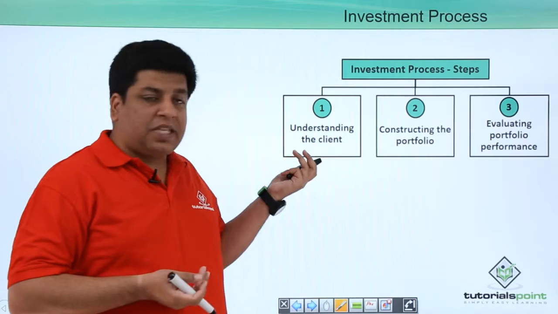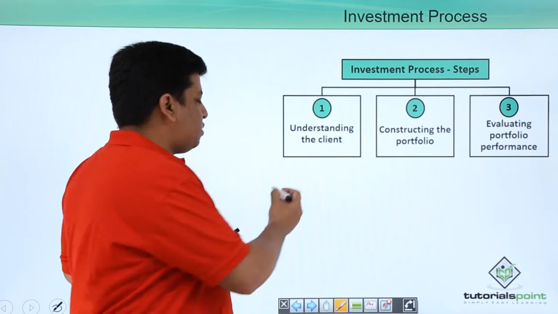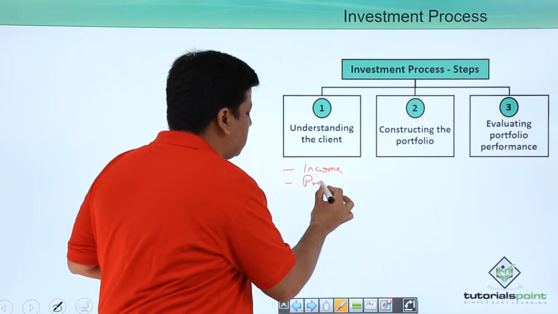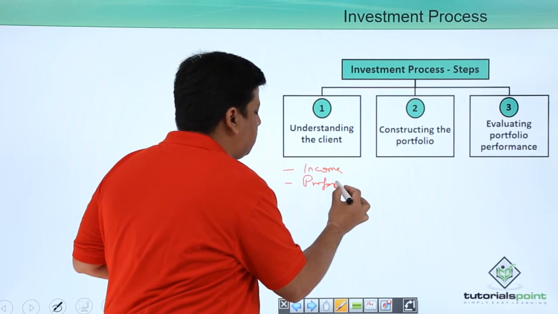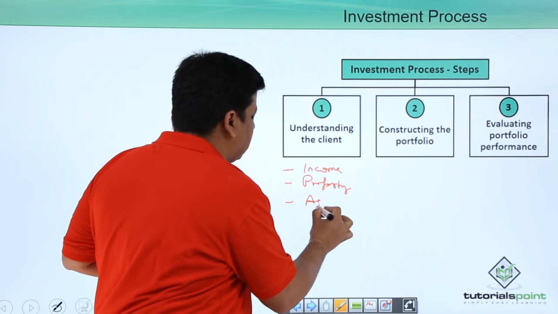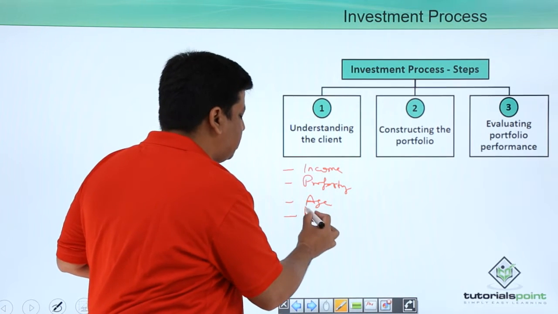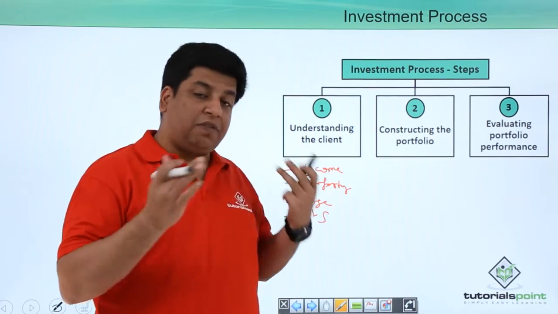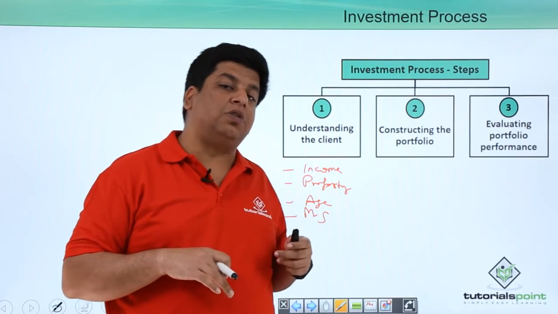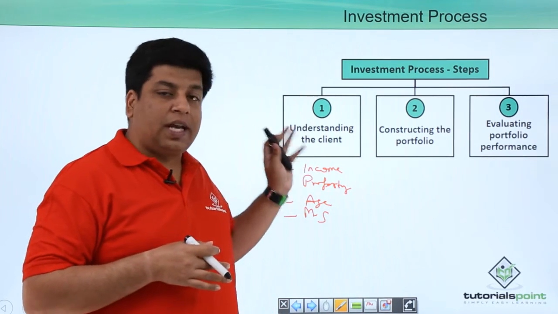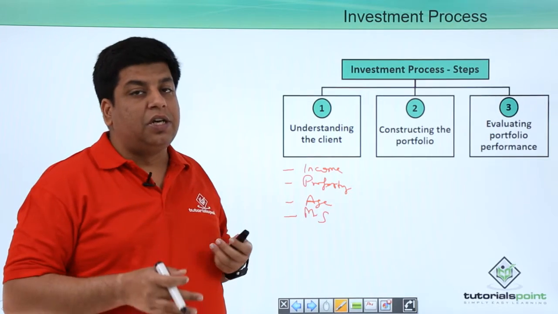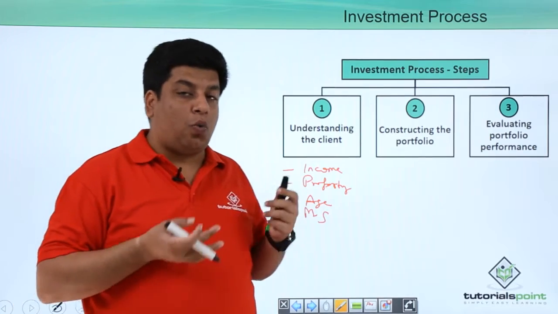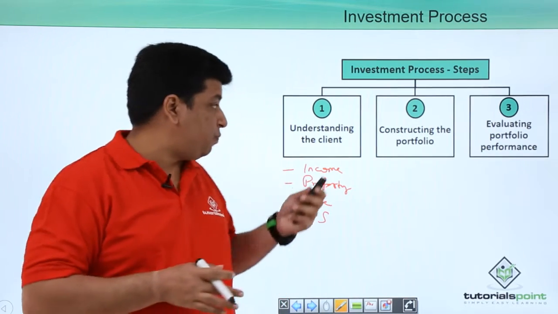For example, in understanding the client, some of the factors could be the income of the client, the property or assets that the client has, and also age or marital status. Once you acquire this information from the customer, it will help you understand your client better, and you can suggest, to the best of your ability, what kind of investment he should go for.